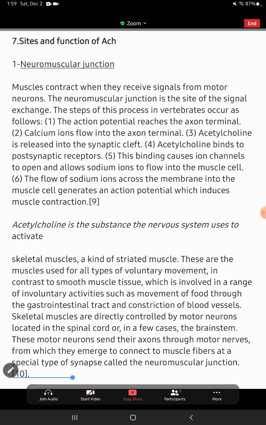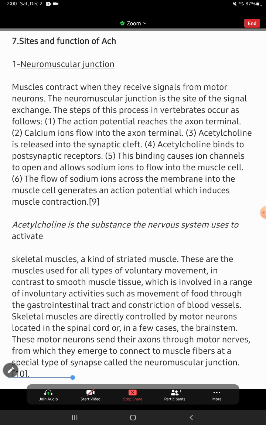Then the sites and functions of ACh. The neuromuscular junction. Muscles contract when they receive a signal from motor neurons. The neuromuscular junction is a site of signal exchange. The process in vertebrates occurs in 5 to 6 steps.